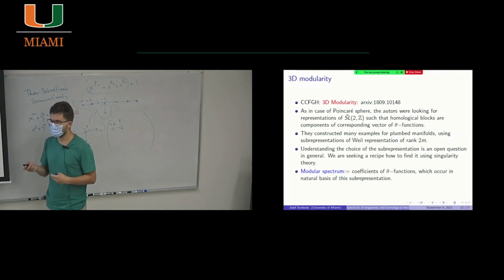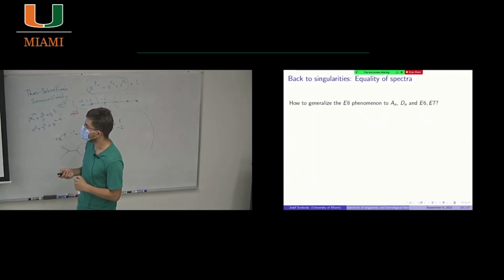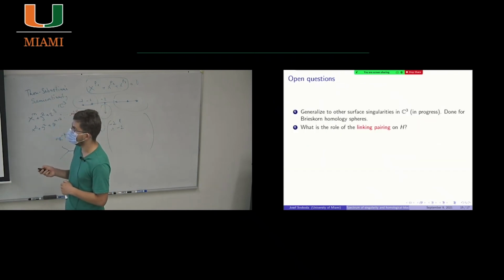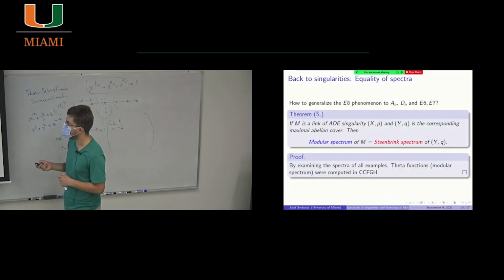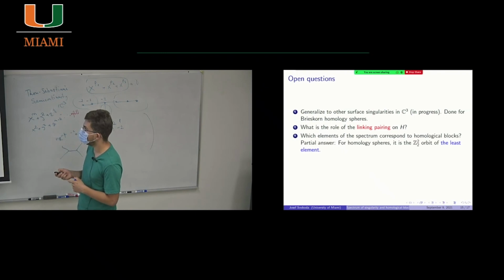Their motivation is really different. They show many examples, but they don't care about singularities, so they only show 5 of these 14 singularities. I think this is very interesting. And the important point is that there should be a role of the linking pairing there, which I ignored here, because here I only consider this abelian cover, which is given by these three denominators. So there should be a role of the linking pairing.